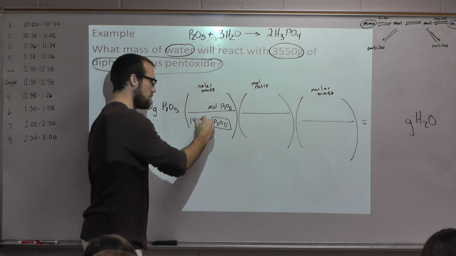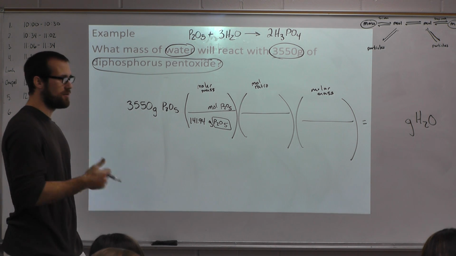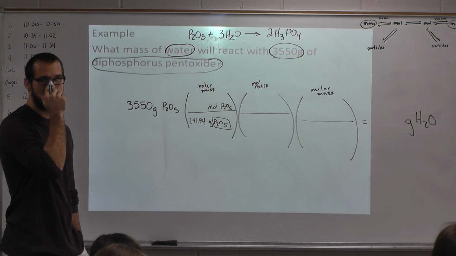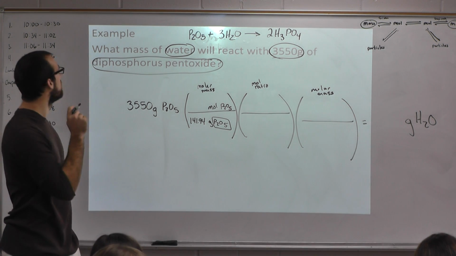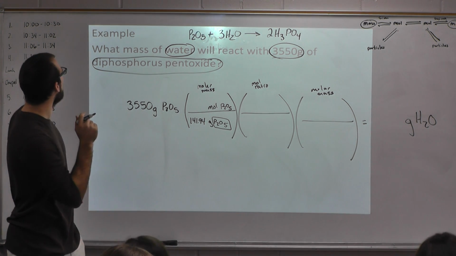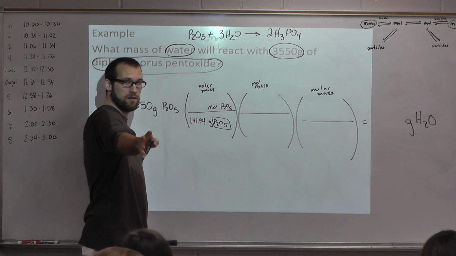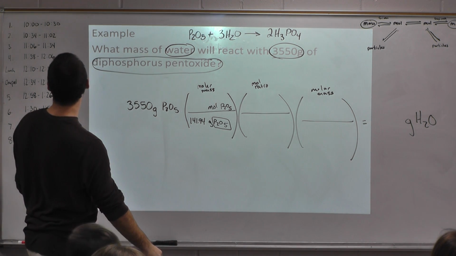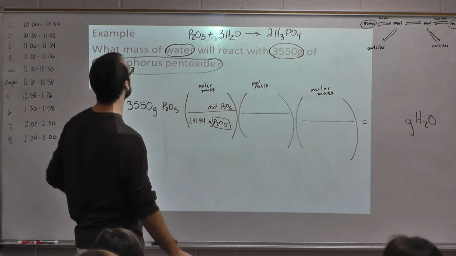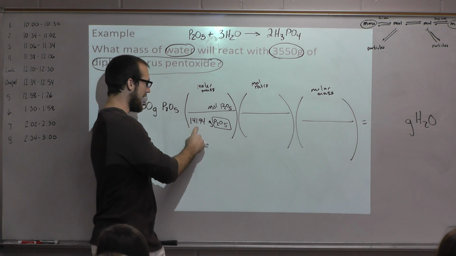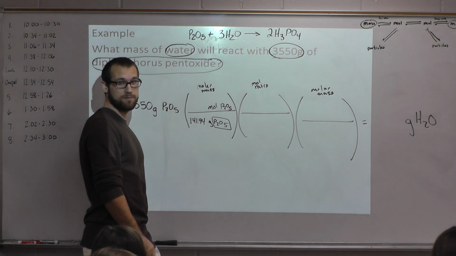Okay? Now, you guys, anyone not know where that number came from? That's what I got wrong on the worksheet. Are we short on time? Only 10 minutes. So this would be, just quickly, 2 times phosphorus plus 5 times oxygen.